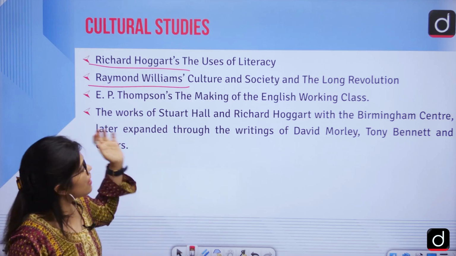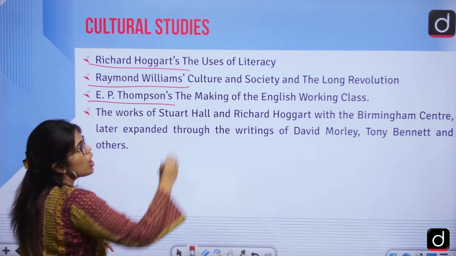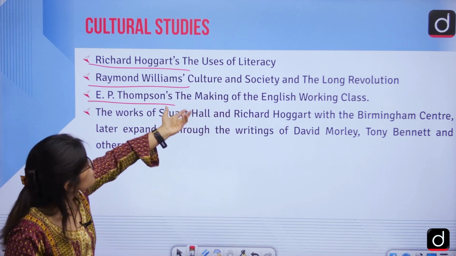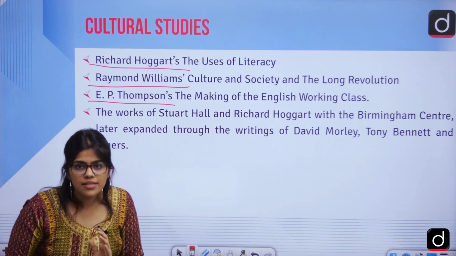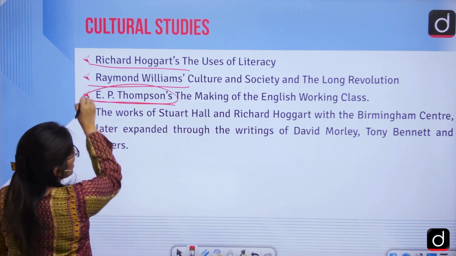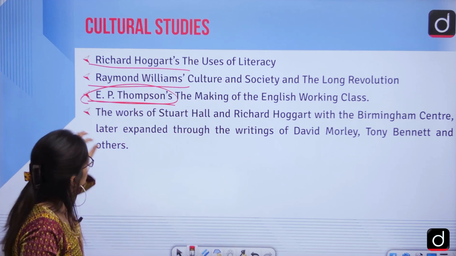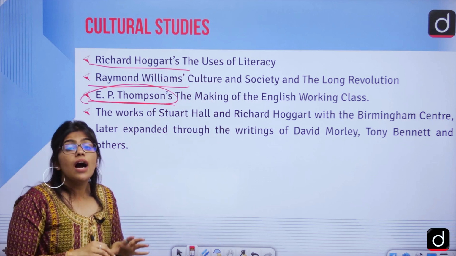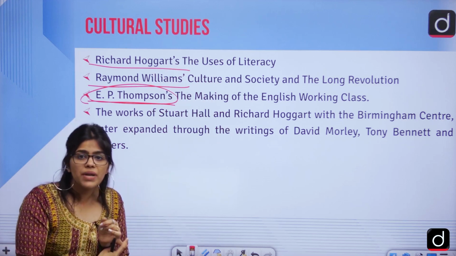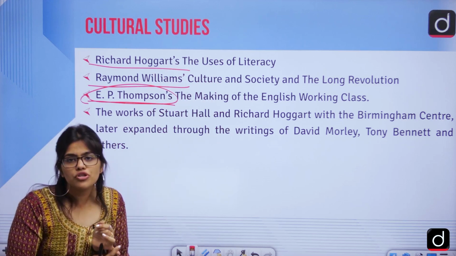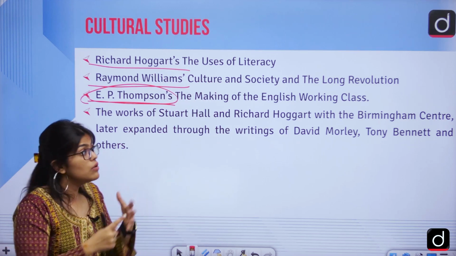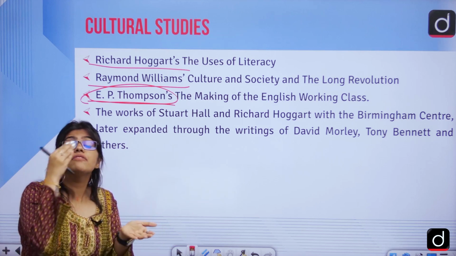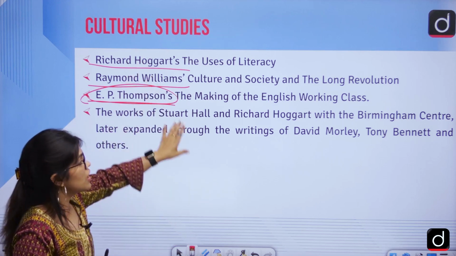Then of course there are other theorists also, like E.P. Thompson, and this is also a text that they keep on asking in the exam. So who wrote The Making of the English Working Class? This is a text written by E.P. Thompson. So in my class we'll be studying each of the writers and the texts they wrote. They ask questions where you have to set the texts in chronological order. They ask you who started cultural studies, they ask you about the different conferences, and they ask you about the different journals that are related to cultural studies.